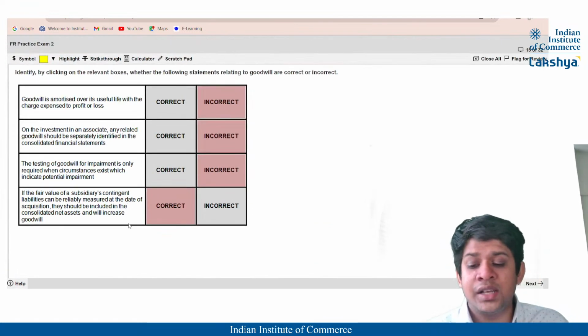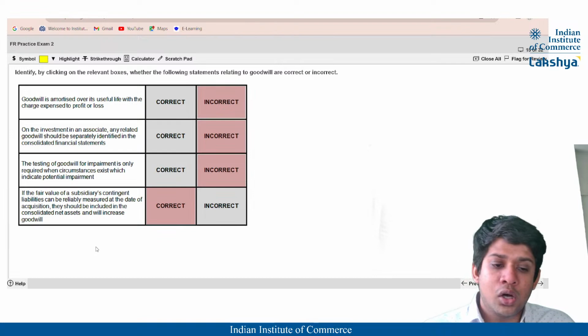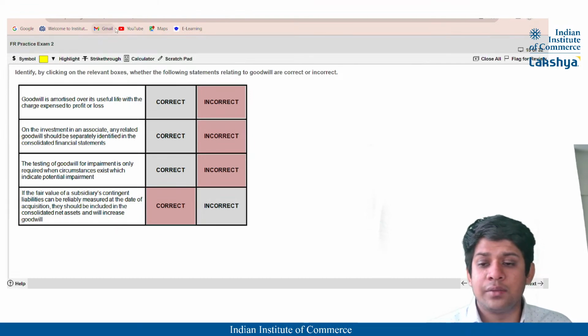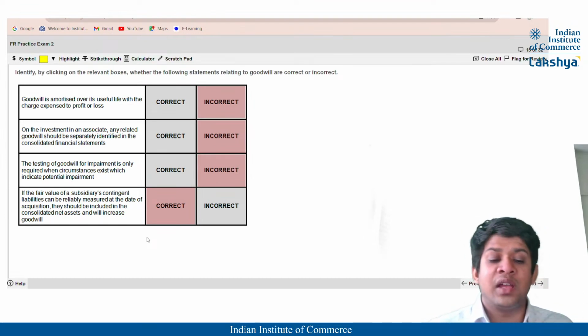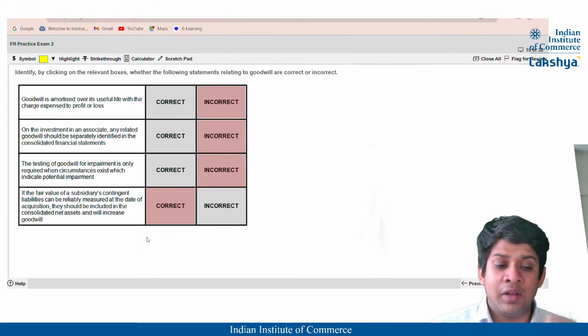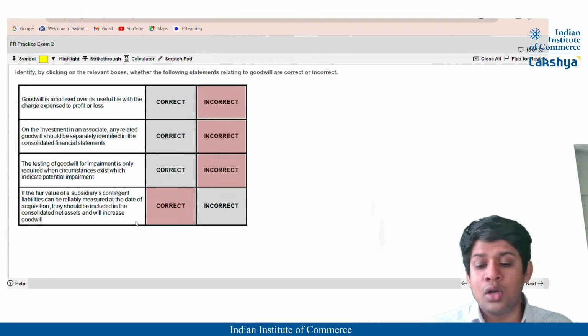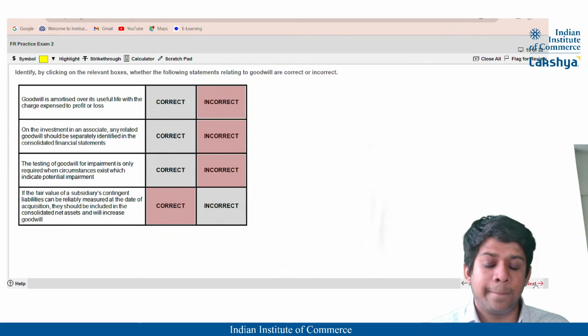And it will obviously increase the amount of goodwill, because guys, simply your goodwill is going to be the amount that is paid minus fair value of net assets. By actually considering a liability, your fair value of net assets will reduce. So then the amount which is paid will be higher, and thus your goodwill will be higher. So the last option is correct.